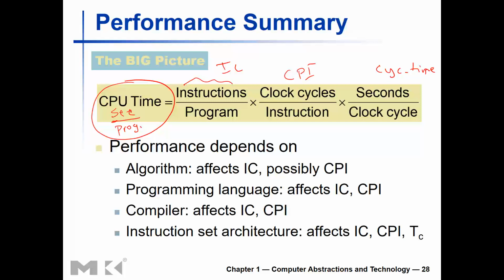systematically. Instruction count is instructions per program. CPI is cycles per instruction, so I can cancel this with this, and then the cycle time, seconds per cycle, cancels cycle by cycle, and then I end up with seconds per program, which is the CPU time.